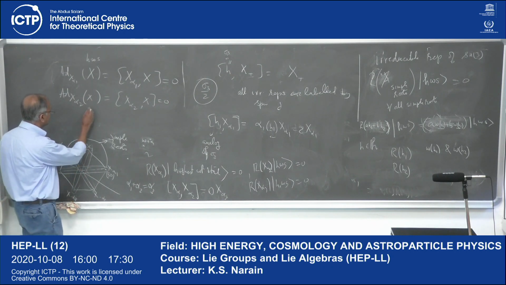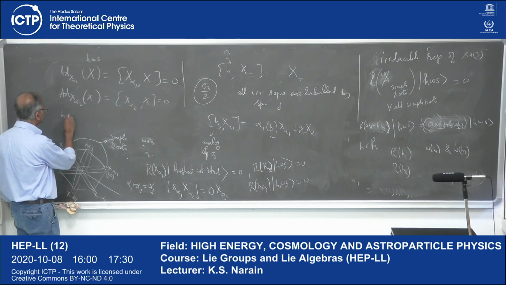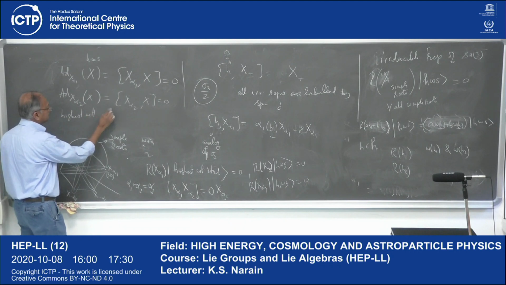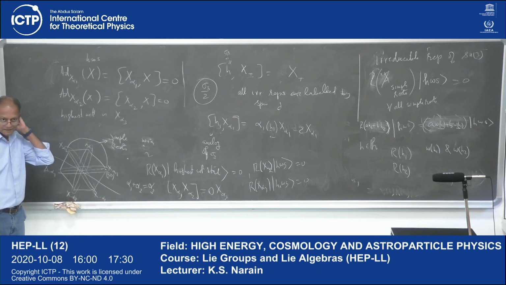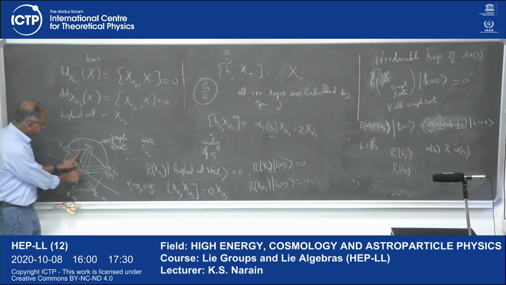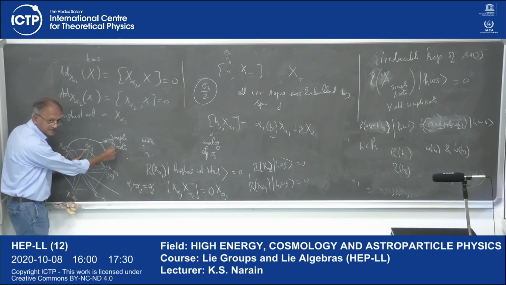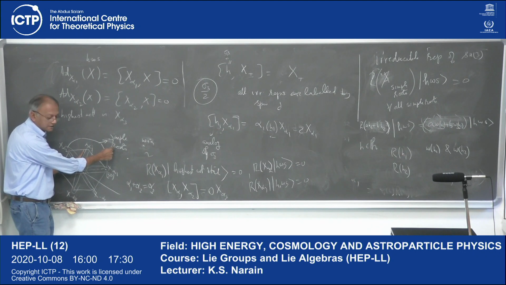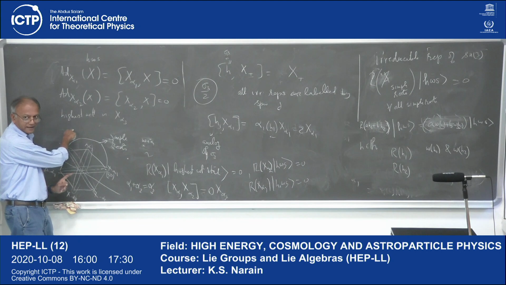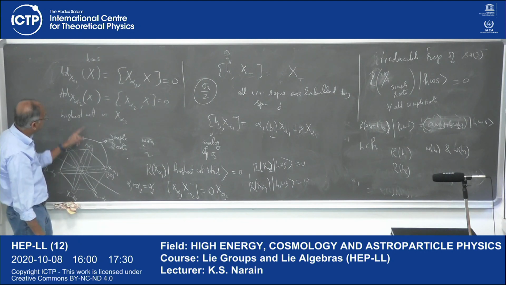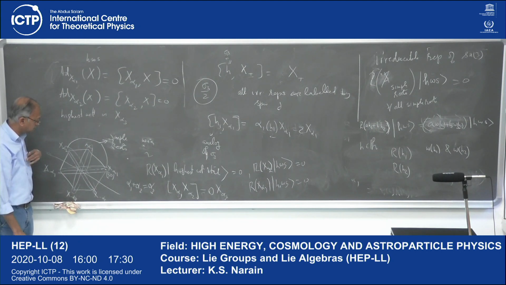So this is it. The highest weight here is x alpha 3. Because if you take the commutator of these two, I should get a point here, but that point doesn't exist. If I take the commutator of these two, I should get here, and again that doesn't exist. So this x alpha 3 commutes with both x alpha 1 and x alpha 2.